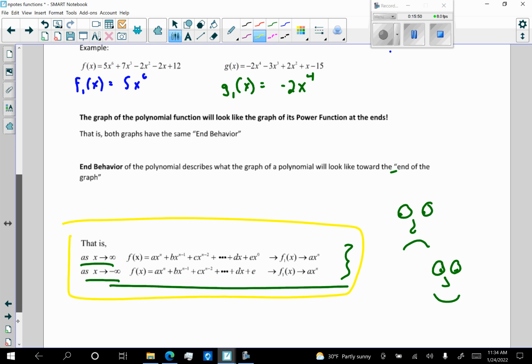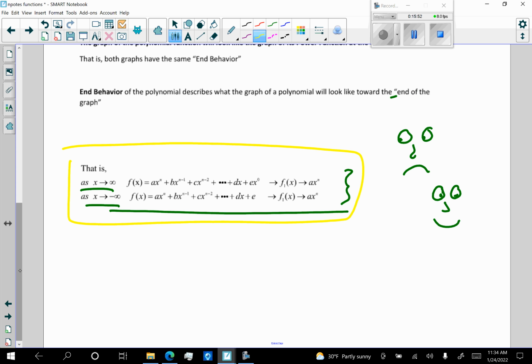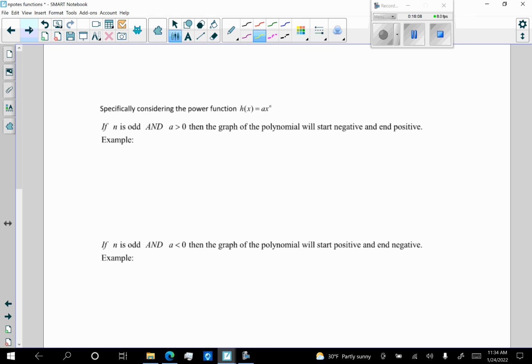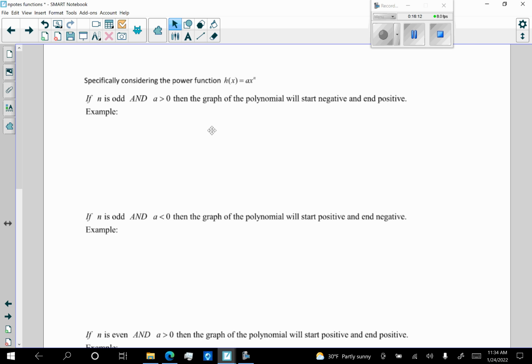Here we go. So let's see here. The end behavior of the polynomial describes what the graph looks like towards the end of the graph. The polynomial function looks like its power function. Well, we need some properties of the power function, and here we go. So let me do this right here. Okay, so here I'm going to look at a power function, and this is theoretical, ax to the n. The leading coefficient here is a, and the degree is n.